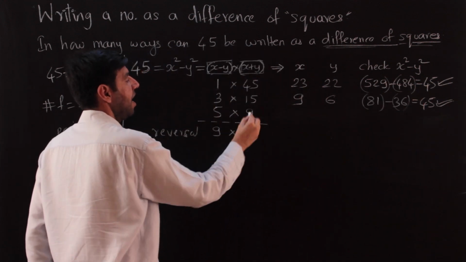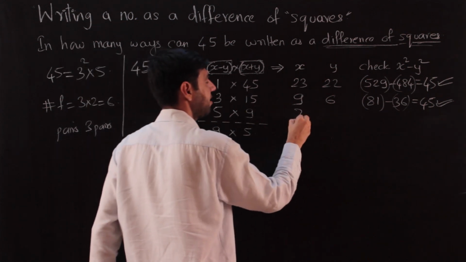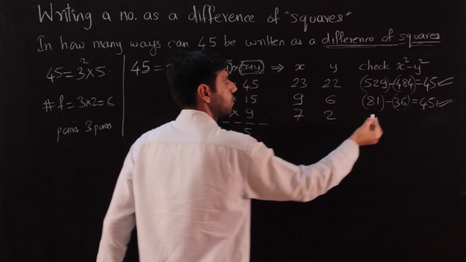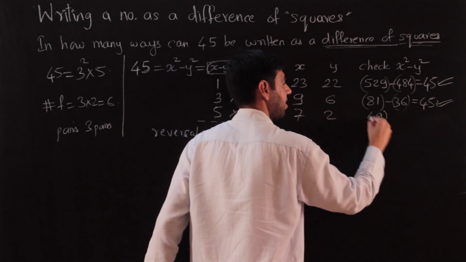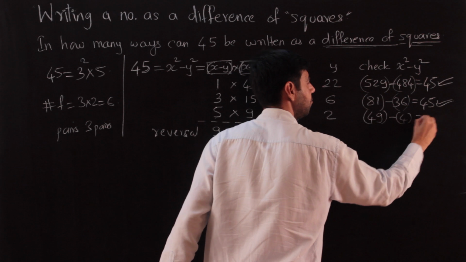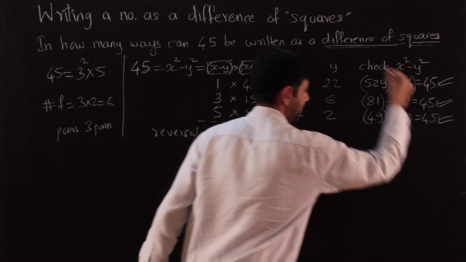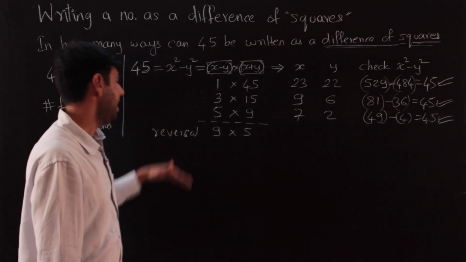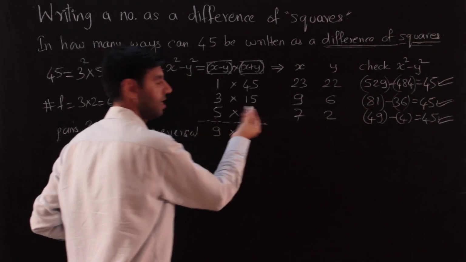Now 5 and 9. 9 plus 5 is 14, 14 by 2 is 7. 9 minus 5 is 4, 4 by 2 is 2. So the check is 7 square is 49, 2 square is 4. If you do the subtraction, you indeed get 45 as expected. So we have got 3 different ways. Now let us see what happens if we do the reversal.